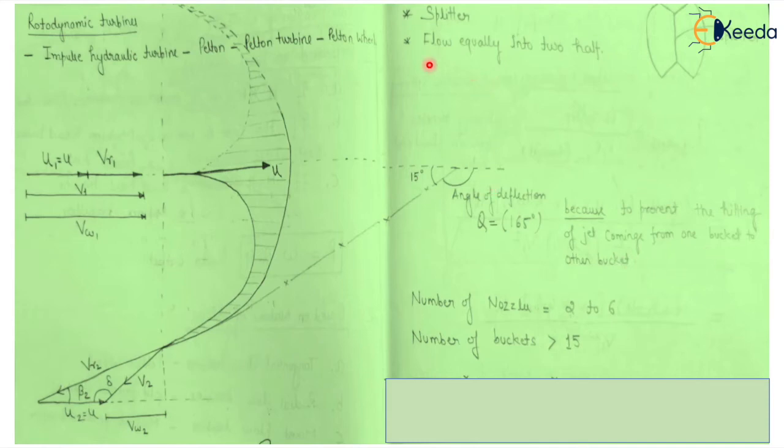A splitter is provided to divide the flow equally into the two halves. Number of nozzles: the number of nozzles in a Pelton turbine is 2 to 6. Number of buckets, that means number of vanes or blades, is greater than 15. So these are the optimum values.